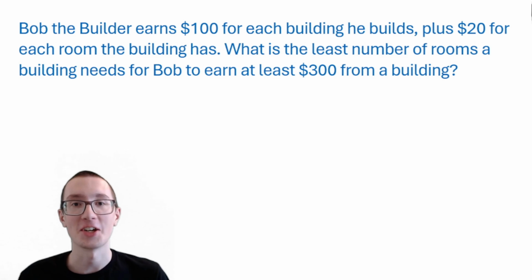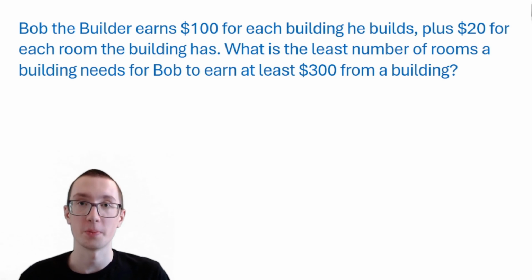So Bob the Builder earns $100 for each building he builds, plus $20 for each room the building has. What is the least number of rooms a building needs for Bob to earn at least $300 from a building? So the first step of these kinds of word problems is to write out an equation or an inequality that represents this so that we can actually do math with it.